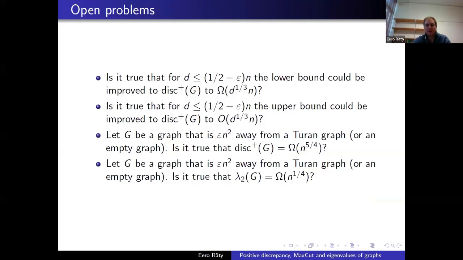And essentially, the open questions are: can we close these gaps? Can we improve the upper and lower bounds? We believe that for d less than half minus epsilon times n, it should be d to the 1/3 n, but neither the lower nor upper bound matches it. And for higher densities, 5 over 4 could be the right exponent. It is a lower bound for strongly regular graphs. We can prove that, but in general, we have no idea how to proceed.